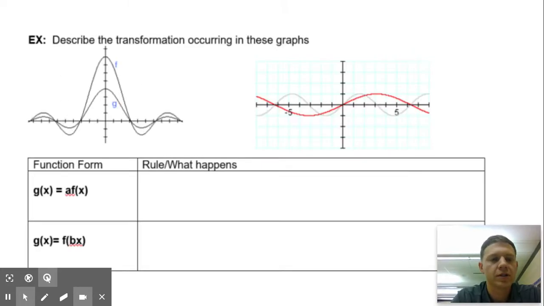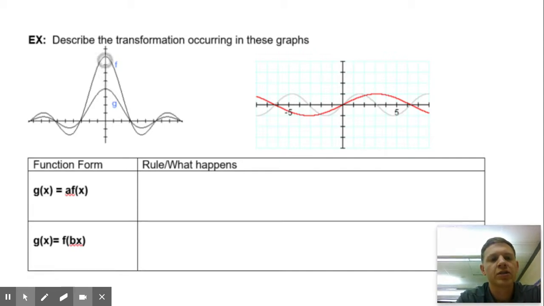If you look here, you notice that we have two graphs. The first graph is getting stretched vertically from G to F. I'll just start with G. It's getting vertically stretched to F, and it looks like by a factor of 2, because this crosses the y-axis at 4, and it gets stretched all the way up to 8. It looks like it's got a vertical stretch of 2.